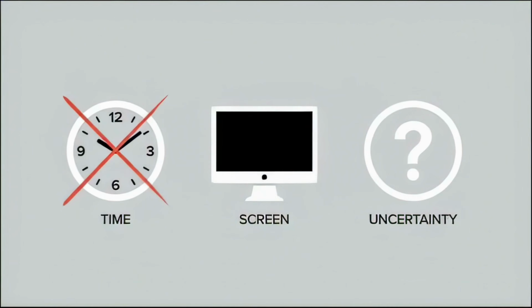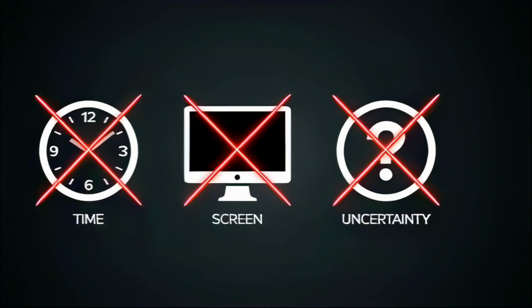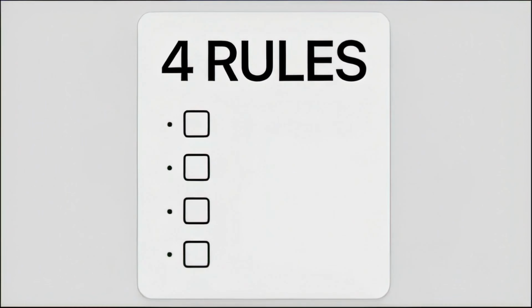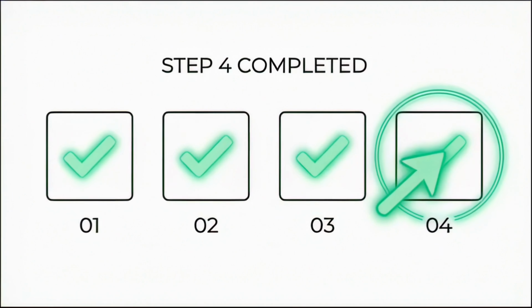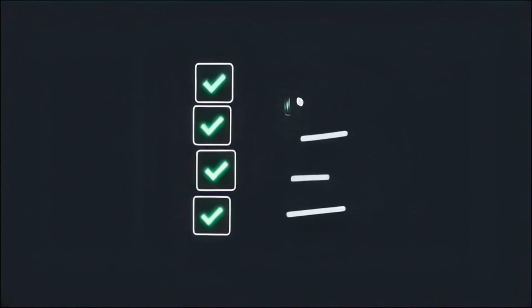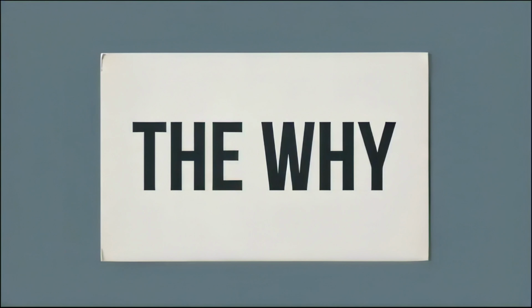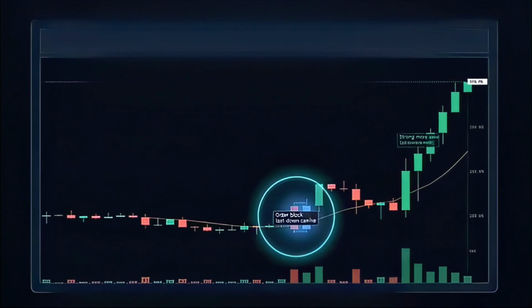No higher time frame hunting, no sitting at the screen all day, no guessing. 4 rules, and if a block fails even one of them, you skip it. By the end, you will have all 4, including the 4th, the one almost nobody applies, which is the exact reason your zones keep breaking. And do not jump ahead to the entry. It will not make sense until you know why the zone exists in the first place. So let's start with what one actually is.